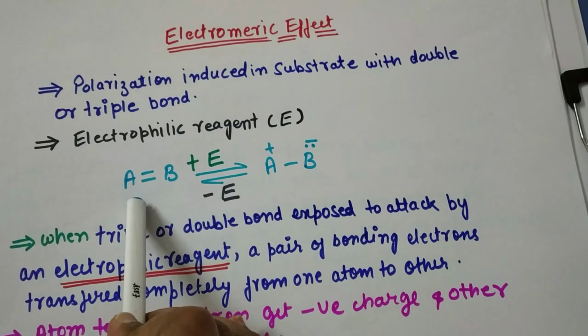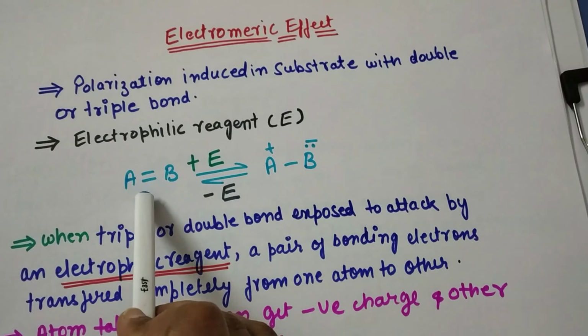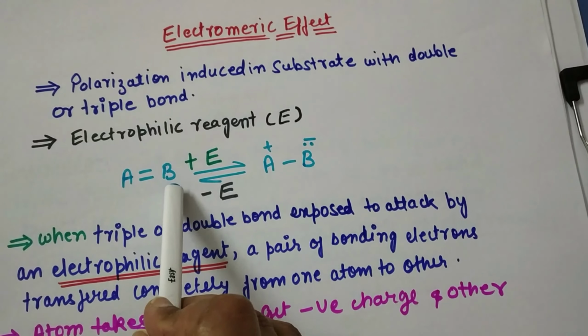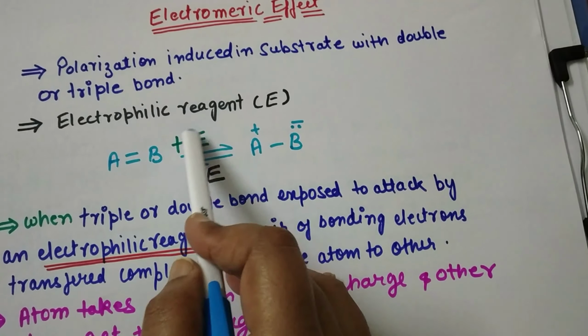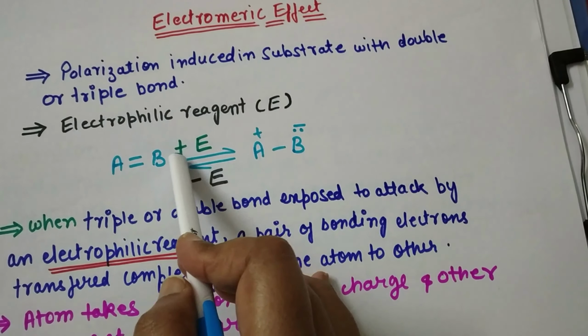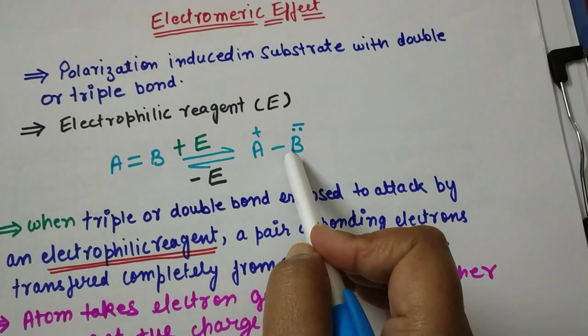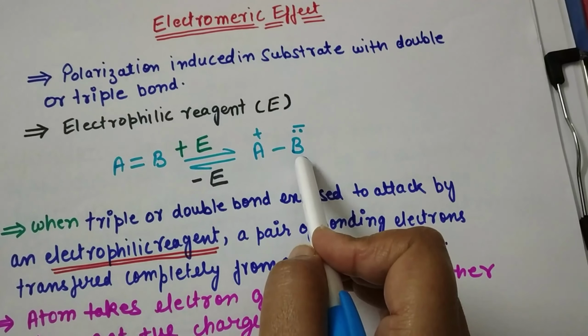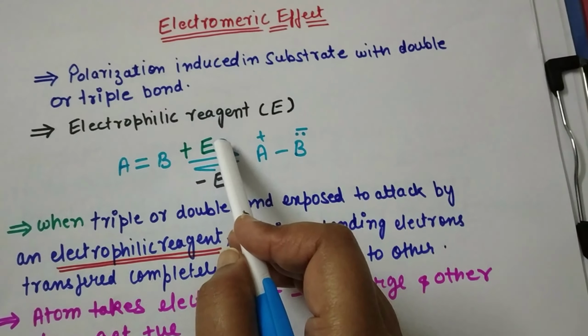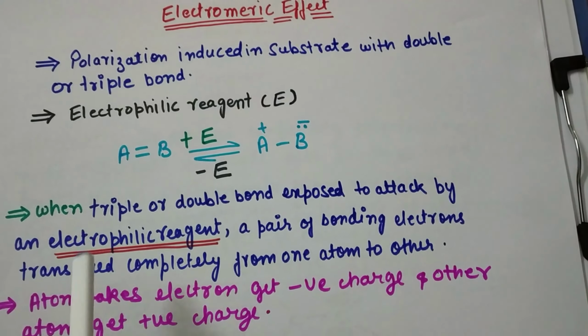So here you can see the example. This is the molecule with a double bond, A double bonded with B. This is the electrophile or electrophilic reagent indicated with plus E, and this is the electromeric effect where A gets positive charge and B gets negative charge because of the presence of this electrophilic reagent.